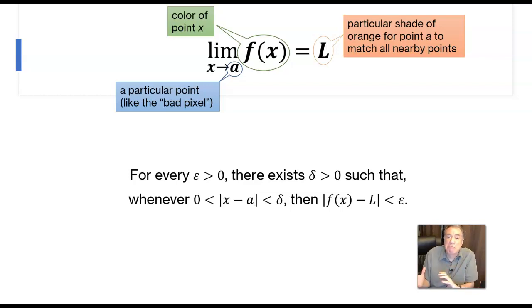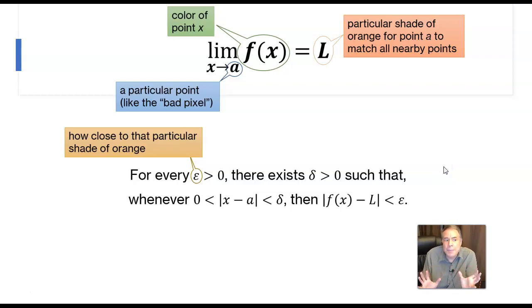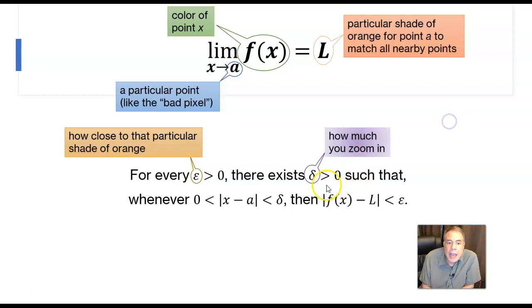So sometimes there is a limit, and sometimes the limit doesn't exist. But if there is a limit, here's how it's defined. It means that for every epsilon greater than 0, there exists a delta greater than 0, such that whenever 0 is less than the absolute value of x minus a is less than delta, then the absolute value of f of x minus L is less than epsilon. So here the epsilon represents how close to that particular shade of orange you're sort of required to get. And the delta represents how much you zoom in.